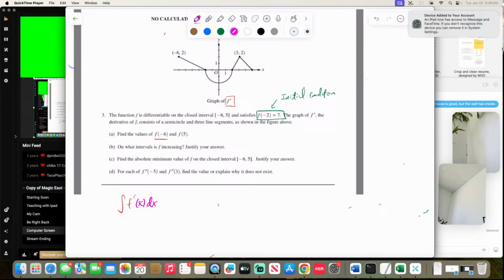Now f double prime at 3 is what? It does not exist, but how do I justify it? Now here's a problem. How do we justify it? You have to say, well, the slope here is 2. The slope here is from the left side, so it's the limit as x approaches 3 from the left of f double prime of x. That's equal to 2 because that has a slope of 2 here. And for the limit as x approaches, you have to do it on both sides. That's how you define it does not exist.